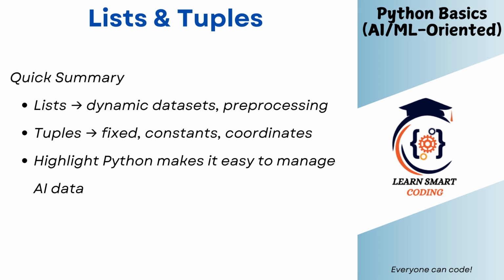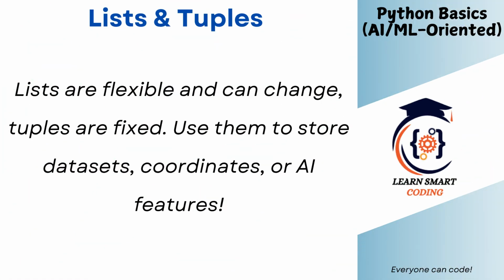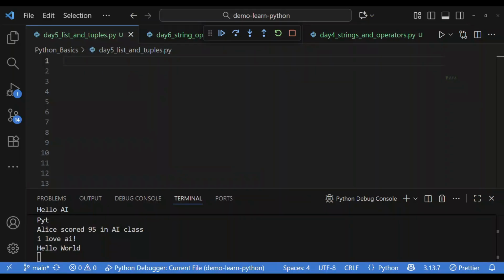A quick summary: lists are for dynamic datasets and pre-processing. They are mutable, which means you can change the data. Tuples are fixed constants, like coordinates, and they are immutable, which means you can't change the data. Let's take a look at the coding demo. And remember, after this I will be giving you some practice assignments, and I hope you honestly do them so that you can rock in Python as well as in AI.